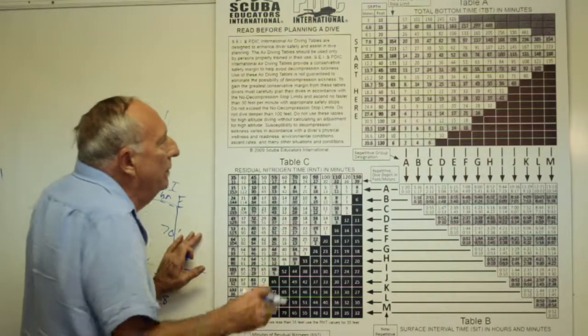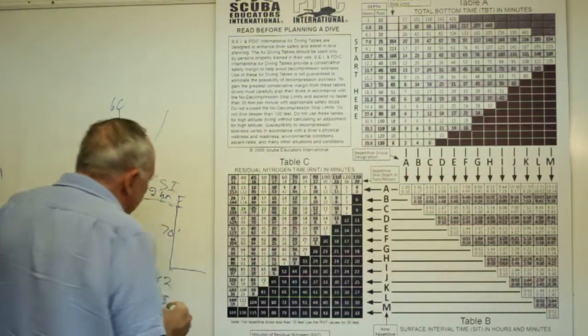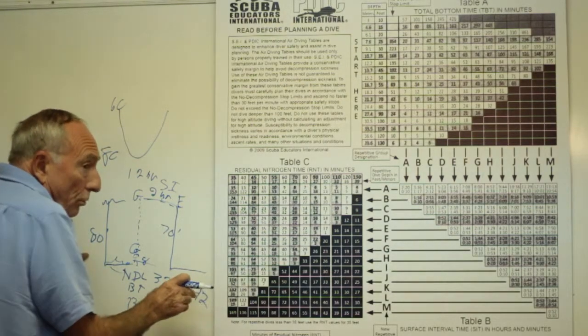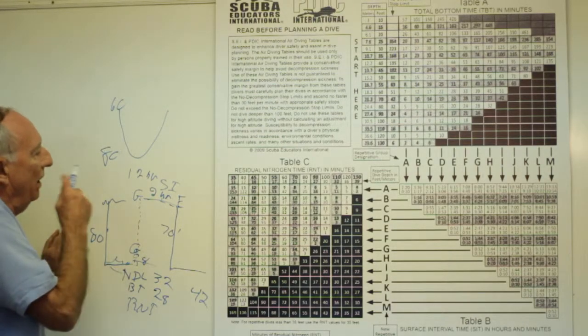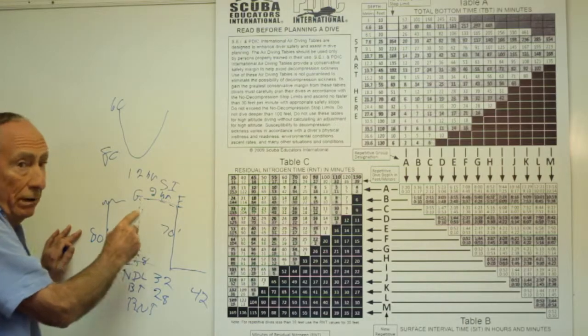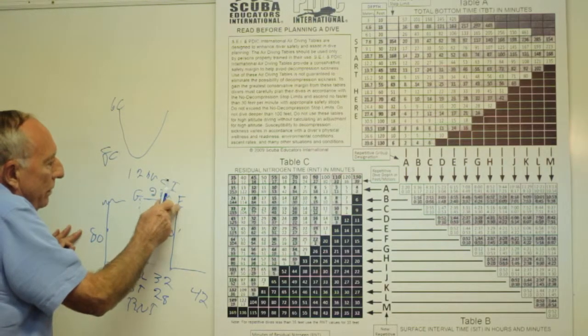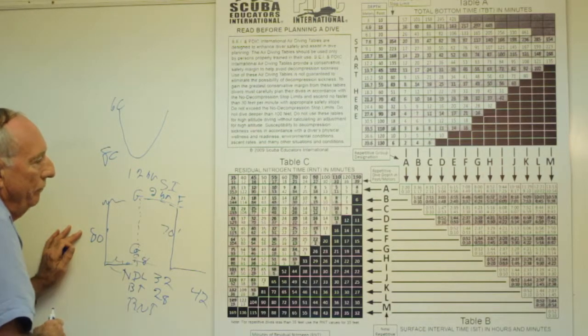Our no decompression limit is 70 feet. Again, go over to the first table. It's going to be 42 minutes. So we do not want to go over 42 minutes on that second dive, total nitrogen. But we've got nitrogen left from that first dive. So what we have to do now is convert this letter E back into nitrogen, RNT again, at 70 feet.